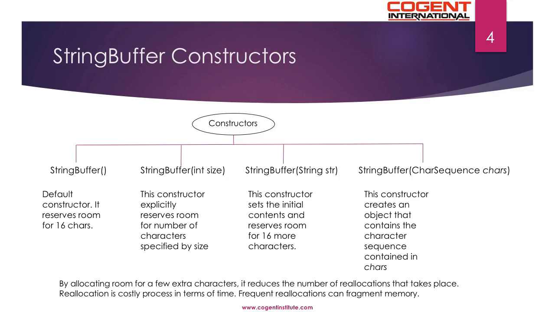The next is a parameterized constructor with param of type CharSequence. This constructor creates an object that contains the character sequence contained in chars. By allocating room for a few extra characters, it reduces the number of reallocations that take place. Reallocation is a costly process in terms of time. Frequent reallocations can fragment memory.